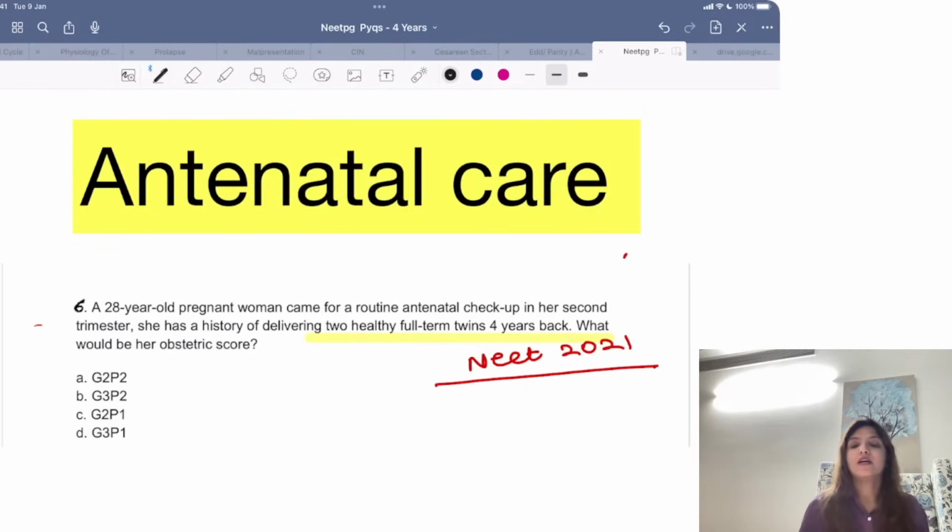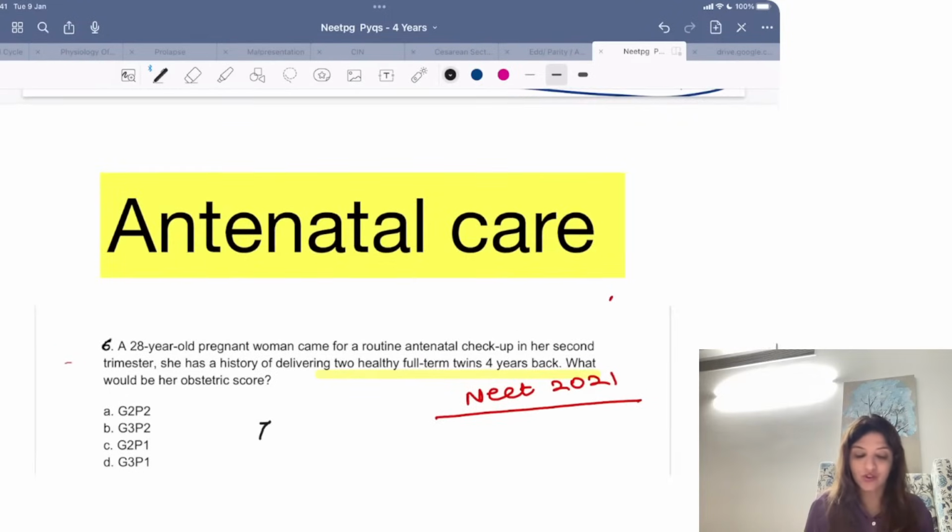So tell me, so this patient, what is a gravida? Gravida is the number of times a female conceives. Right? So this is her second pregnancy. First time when she had conceived, she had got twins. And now she has conceived again. So she is G2.